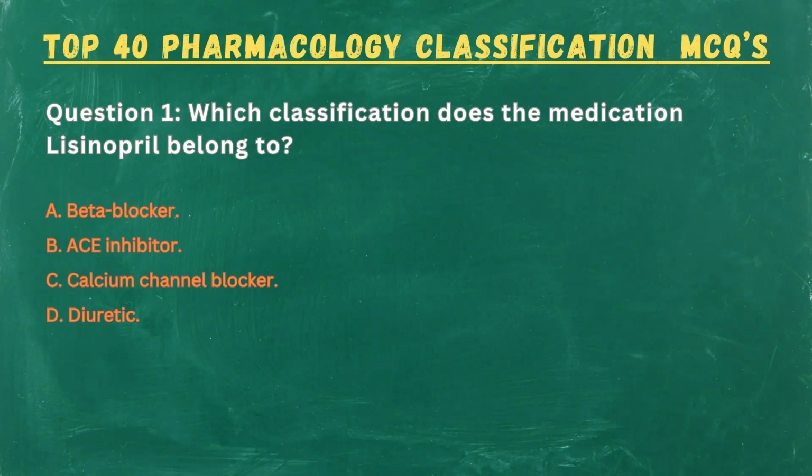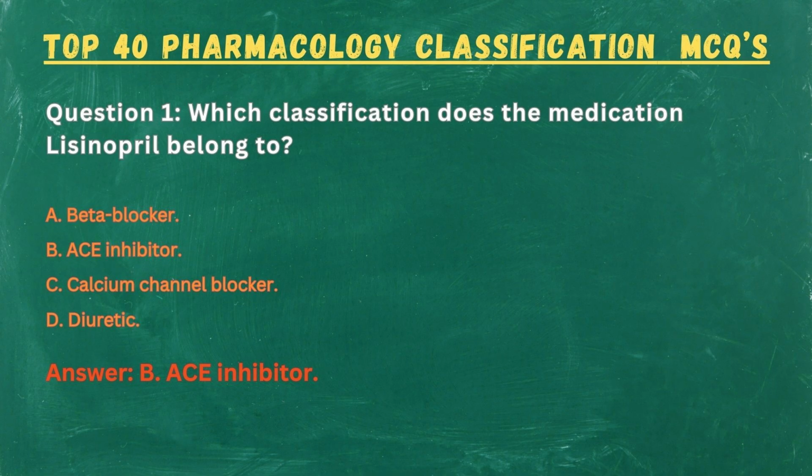Question 1. Which classification does the medication lisinopril belong to? A. Beta blocker. B. ACE inhibitor. C. Calcium channel blocker. D. Diuretic. Answer: B. ACE inhibitor.